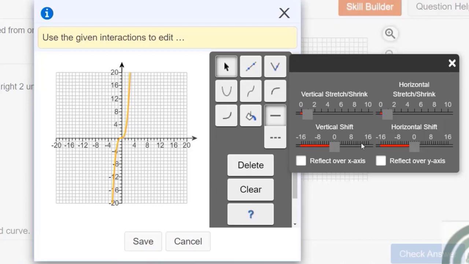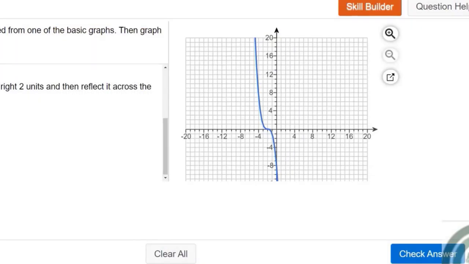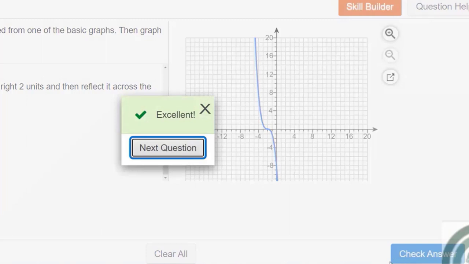Now, the way we're going to get the right graph is not to graph points, but instead to talk about this. For instance, we're going to have a reflection over x-axis. I'm going to click that. And then I'm going down 2 units. No, I'm not. I'm going to the left 2 units. So that is a horizontal shift to the left 2 units. So I go negative 2. And that should be what it looks like. So I'm going to save. Check answer. Yes. See, it's like a puzzle. Are you reading this correctly? And you are learning a new language.